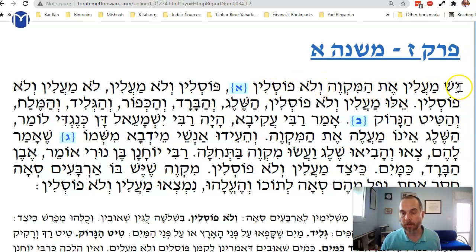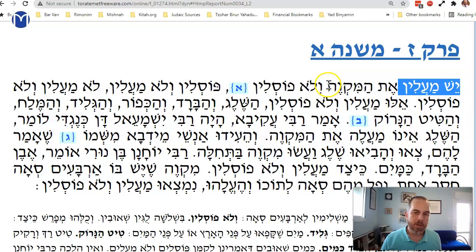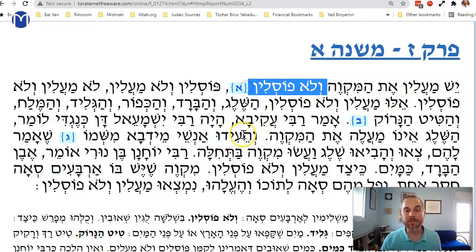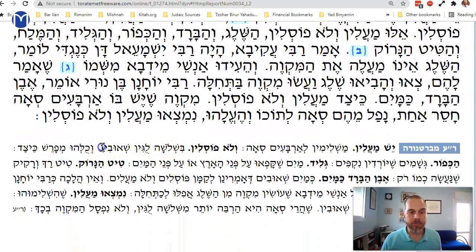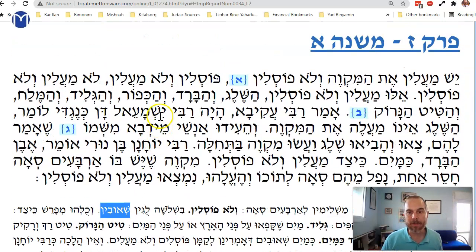There are some kinds of liquid that ma'alim et mikveh, they raise the mikveh, i.e., they count. Bartunur says mashlimin la'arba'in sa'ah, they count for the 40 sa'ah. V'lo poslim. If you add these liquids to the mikveh, lo poslim b'shlosha lugim shuvim. If you pour them in, they're sha'uv, they're drawn. You put them in a kli, you draw them in your cup, and you pour it in, 3 lugim, it's still lo poslim. It doesn't matter.